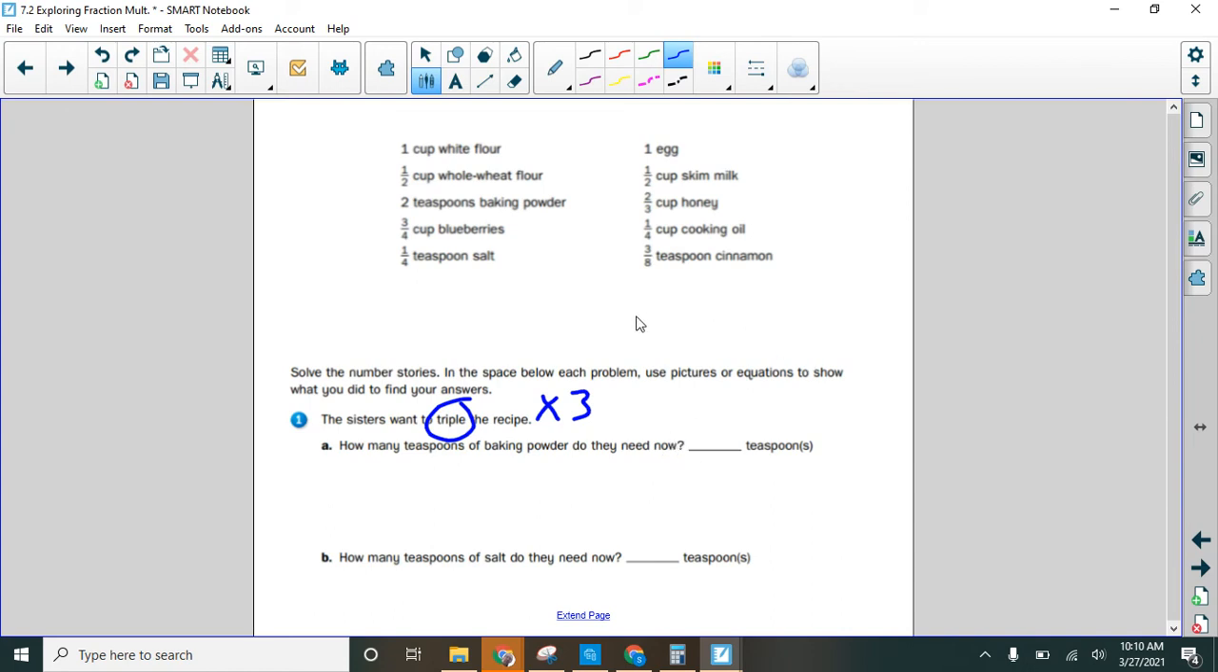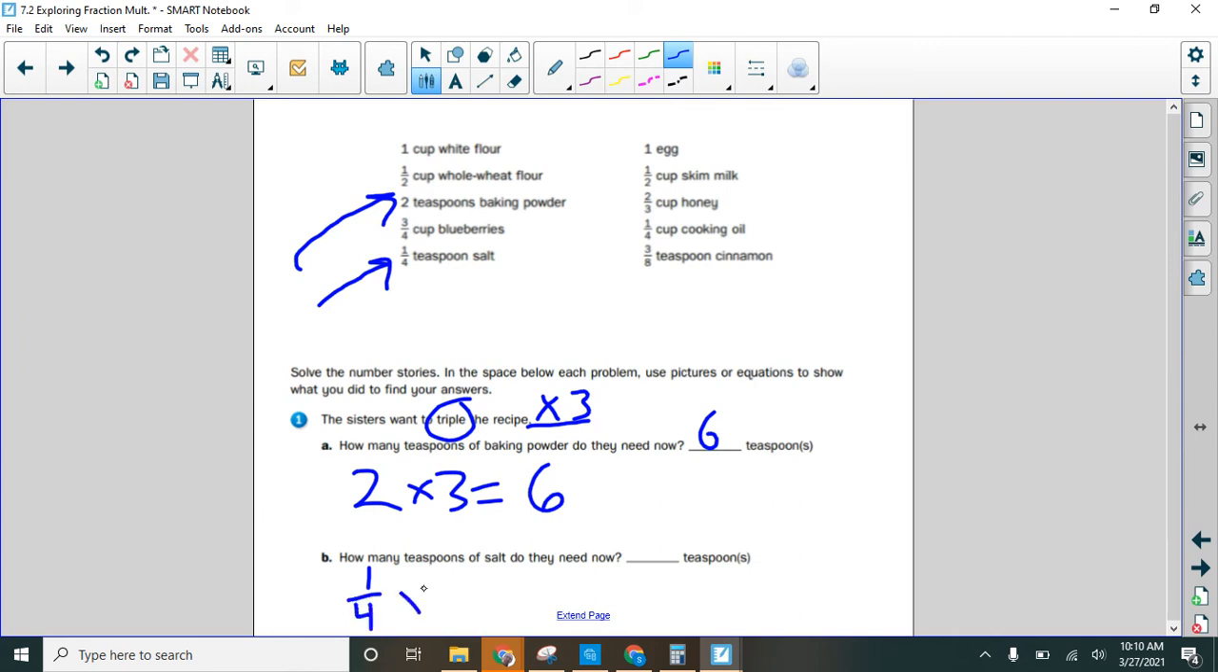Well, let's go into the recipe. Where's baking powder? There it is. So 2, we're going to be multiplying times 3. Well, that's starting off pretty easy, right? 6 teaspoons. How many teaspoons of salt do they need? Here's salt. So don't tell me the answer here, but what's the problem? What are we going to have to multiply? 1/4 times 3, right? We're doing everything times 3 because they want to triple the recipe.